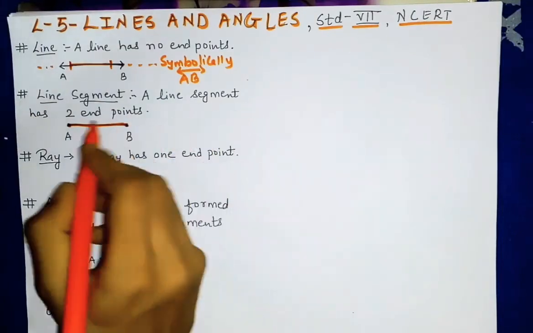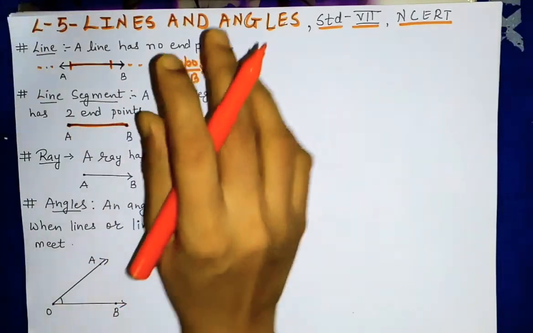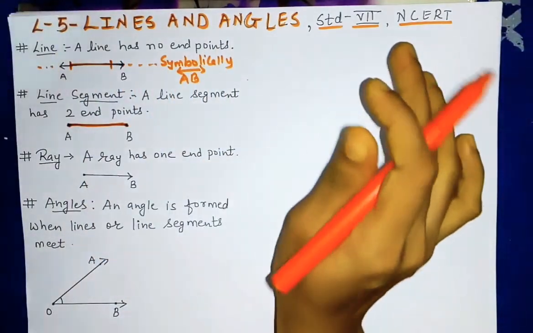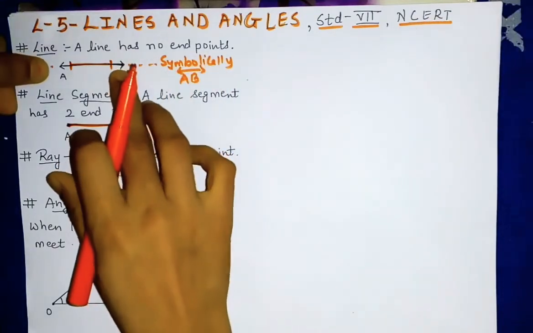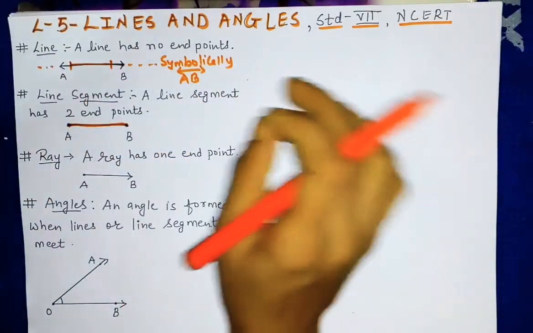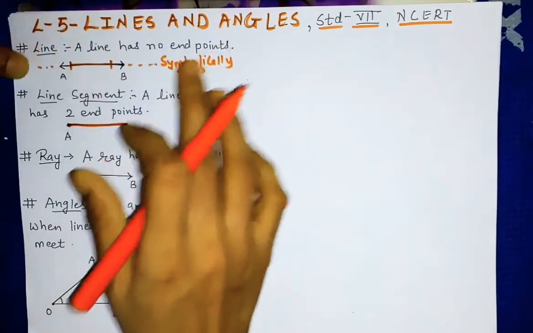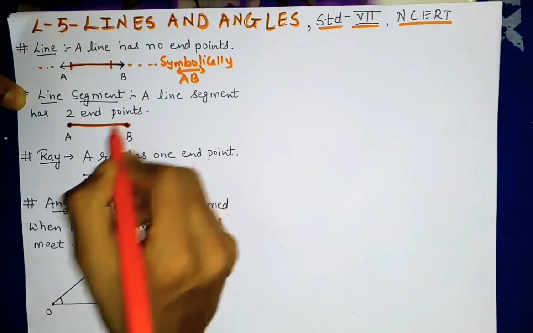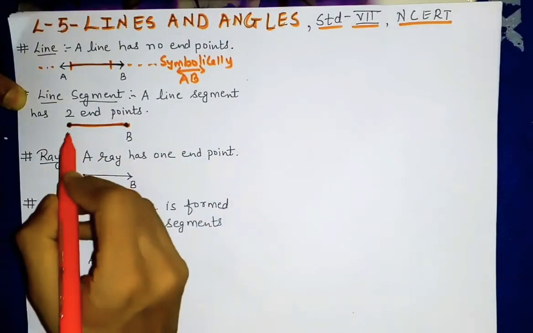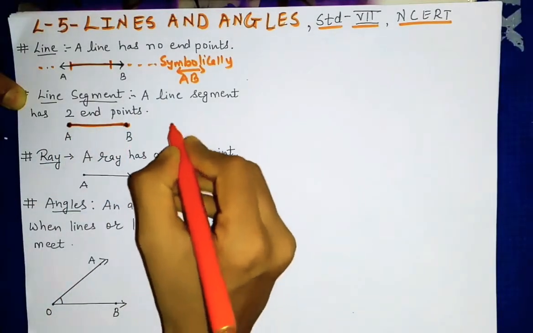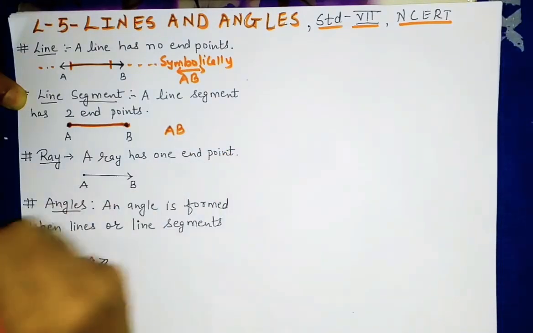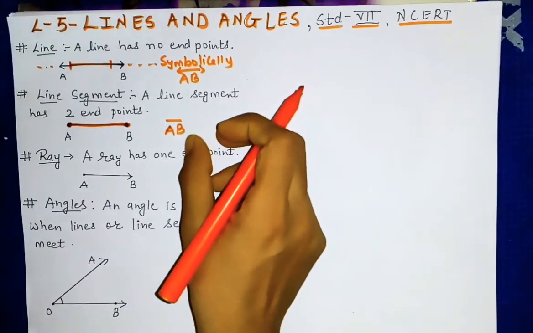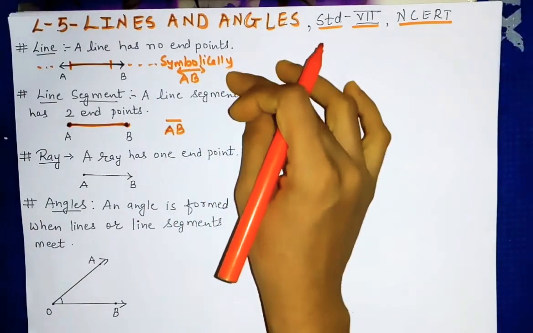A line segment has two end points. In a line there were no end points, that is why arrows are there on both sides. Both sides it goes on continuously, endlessly. Now a line segment has two end points. It starts from here and ends over here, so there are two end points. In symbol form you will write line segment AB and draw the symbol like this. So this was line and line segment.